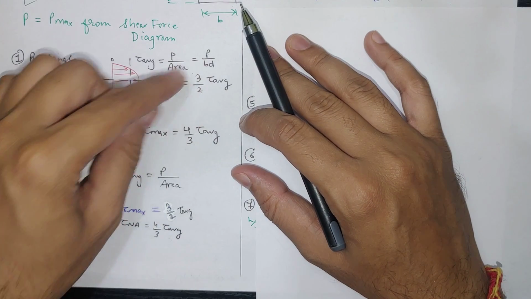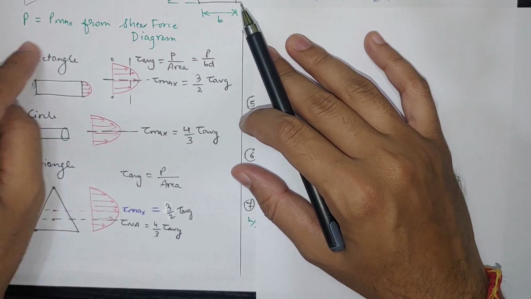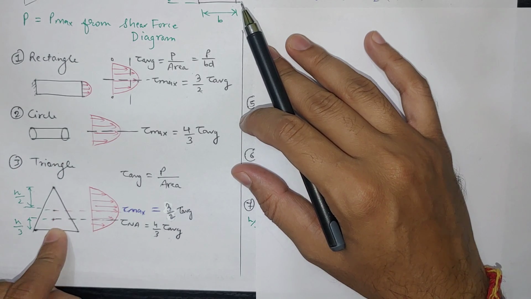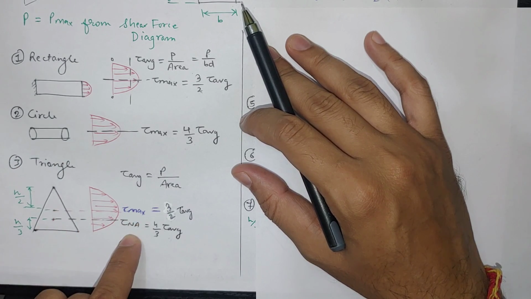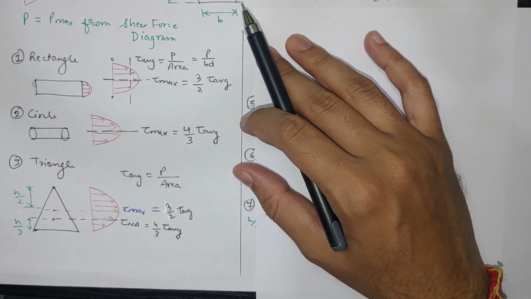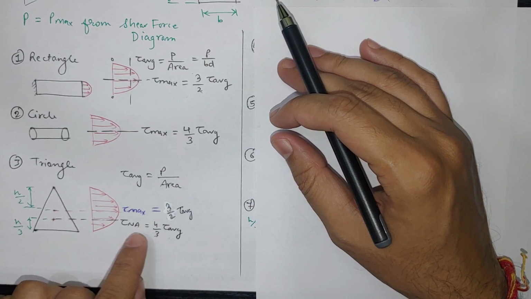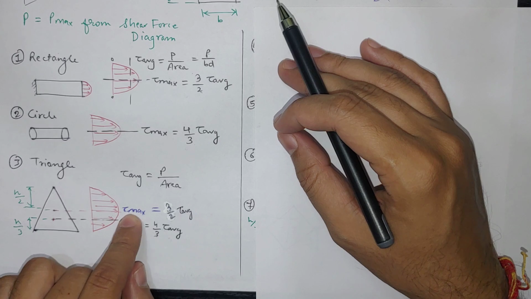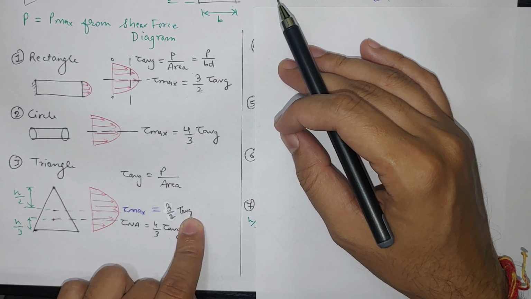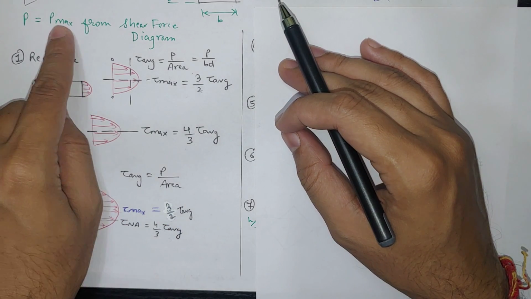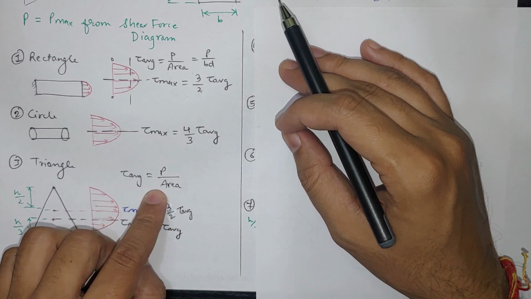So if you remember both these formulas for rectangle and circle, then it will be easy to remember for triangle, because tau maximum and tau average are both these formulas. And 3 by 2 is more than 4 by 3, so definitely 3 by 2 is the maximum. 3 by 2 tau average. And tau average is P divided by this triangular area.